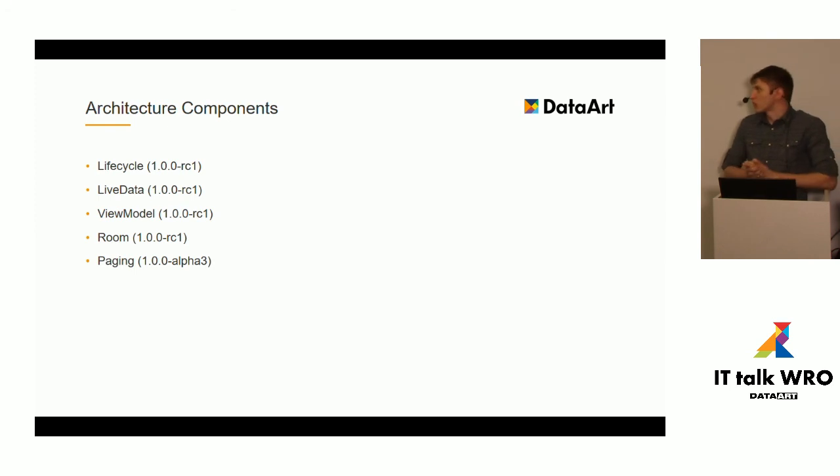So let's move now to architecture components. It's a new pack of Android libraries connected to architecture, and right now they're in a release candidate state, and the Paging library is even in alpha state, so you can use it a little bit later. Let's start with the lifecycle.